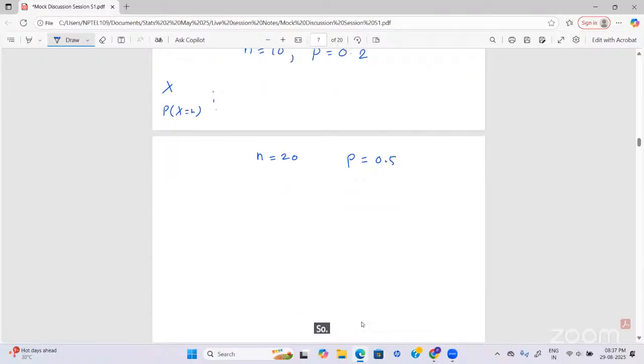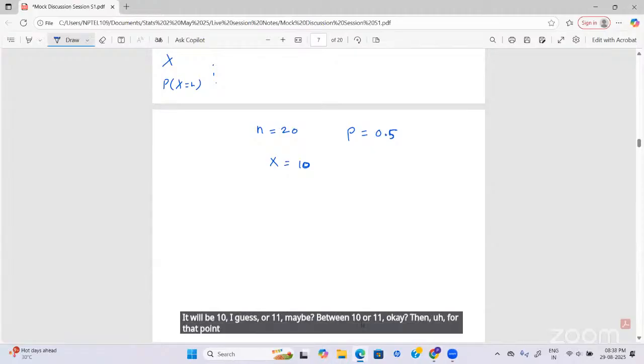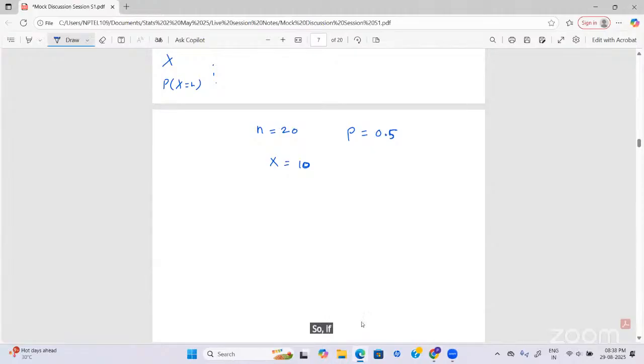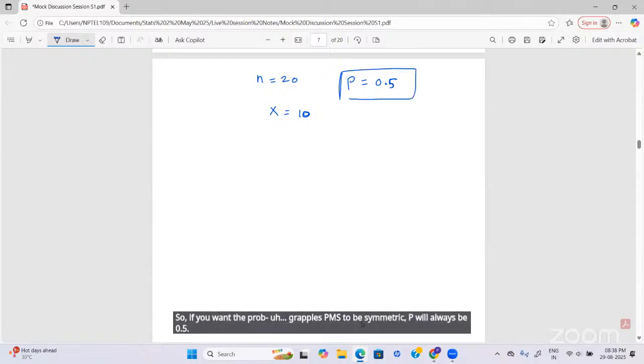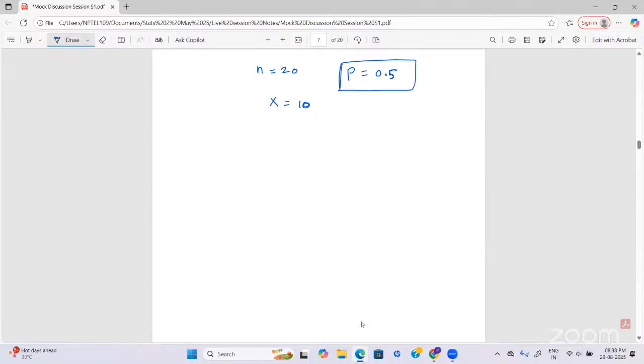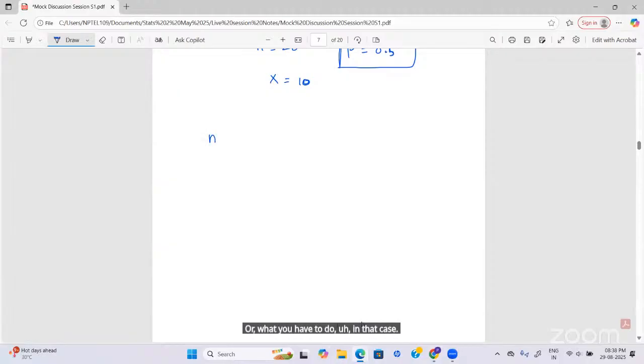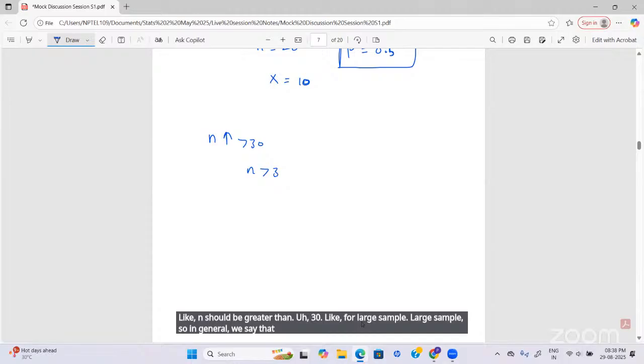So it will be symmetric only in this case, when p is equal to 0.5. This is the result or property of the binomial distribution. At some point of x, it will be 10, I guess, or 11 maybe, between 10 and 11. For that point, it will be symmetric. So if you want the graph of the PMF to be symmetric, p will always be 0.5. Otherwise, n should be greater than 30, like for a large sample. In general, we say a large sample means it should be greater than 30.